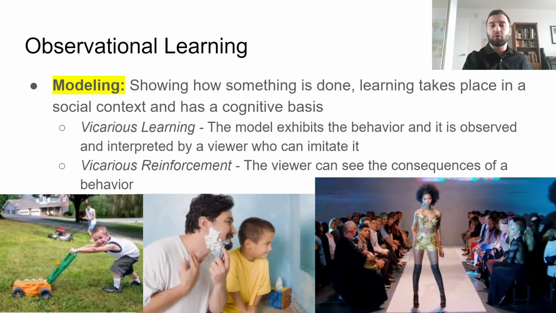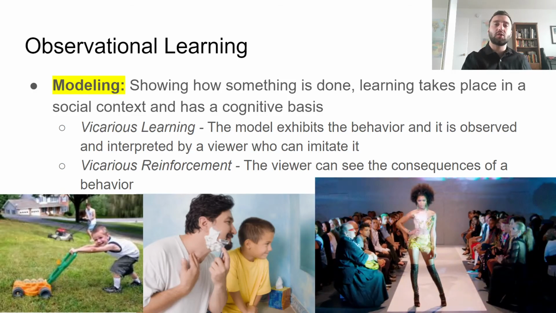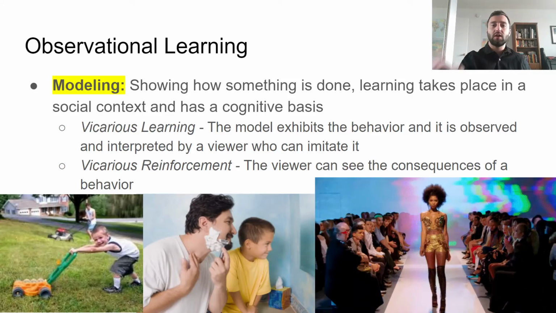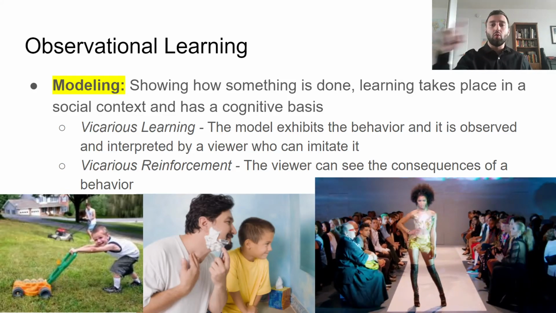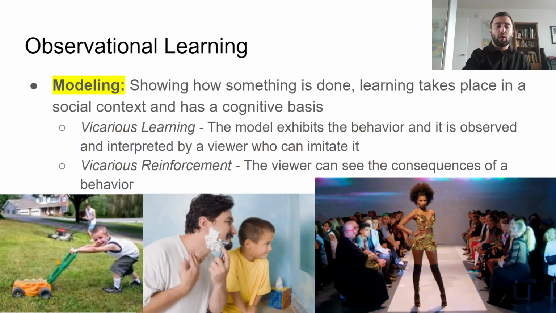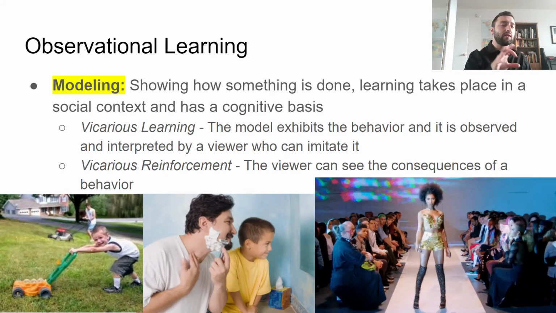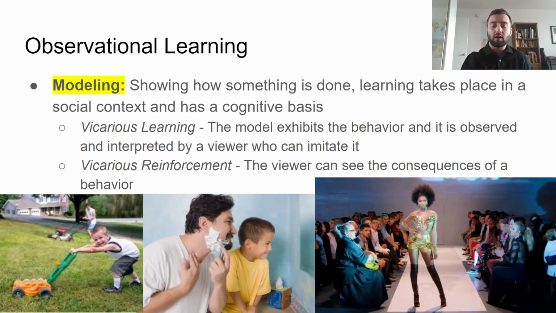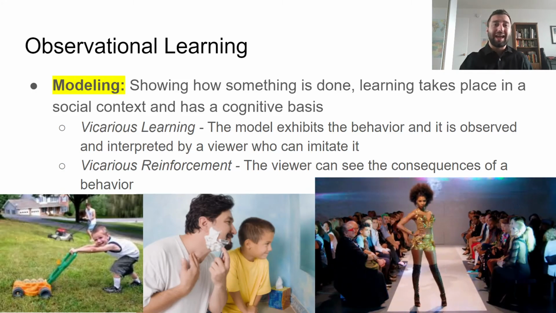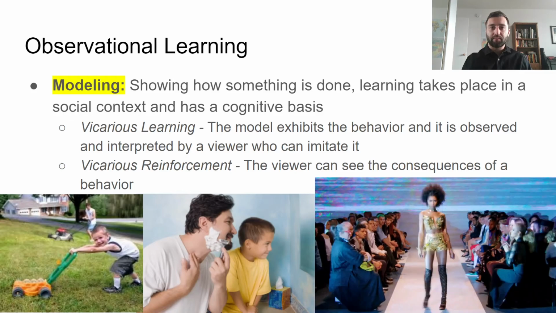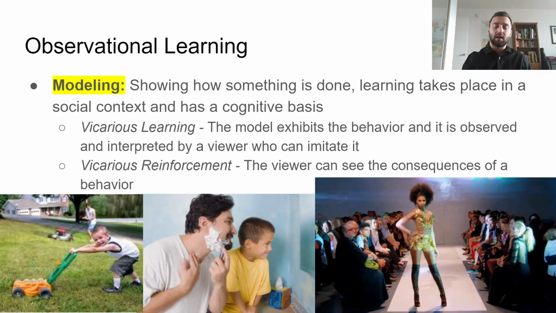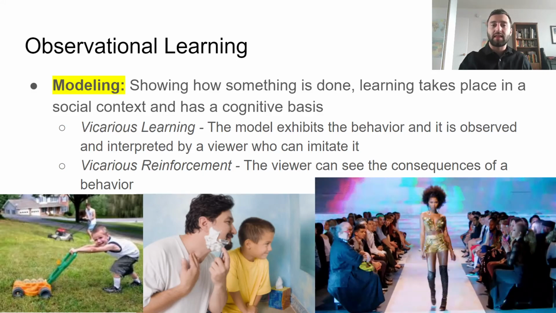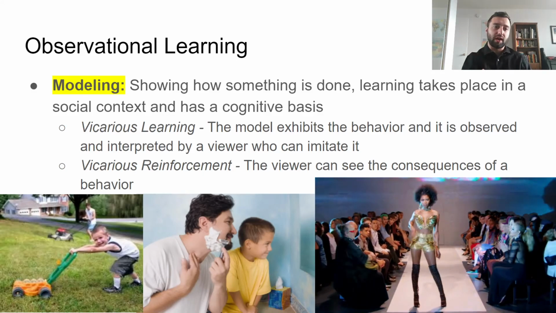So vicarious reinforcement is where we see the consequences of a behavior for somebody else. When someone else carries out a behavior, we pay attention to what happens to them. Do they get rewarded? Do they get punished? Right? What happens because of that behavior? And I learn from that. Again, we mentioned in the last slide that when I see somebody else get rewarded, that makes it more likely that I'm going to follow a behavior.